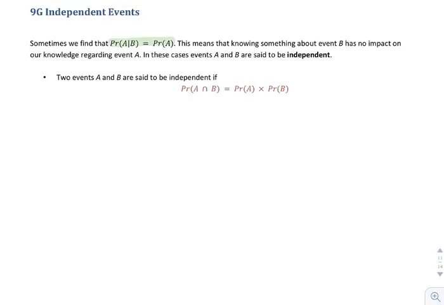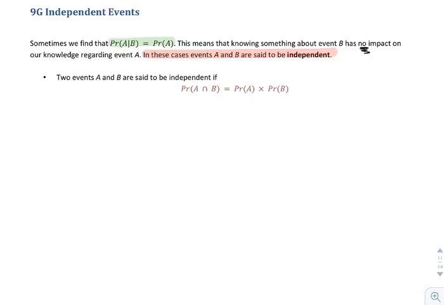This tutorial looks at independent events. Sometimes we can find that if we're trying to find the probability of A given that B has already occurred, this is just the probability of A. If this is the case, then this is suggesting that B has no impact on A. So these two events, A and B, are said to be independent.